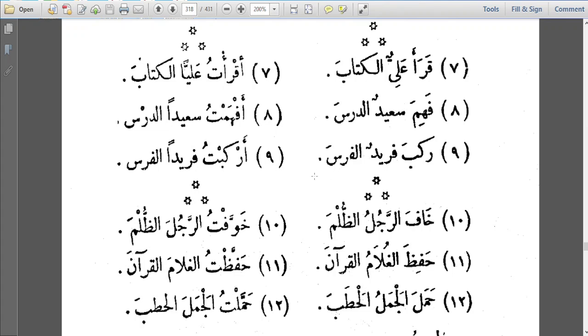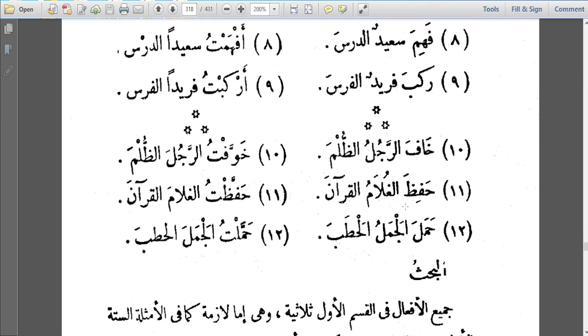Okay. Now we have here rakiba faridun al-farsa. Farid rode the horse. Arkabtu faridan al-farsa. I made Farid to ride the horse. So me, I'm the fa'il. The tu here is the fa'il. This damir is the fa'il. The verb is arkaba. So to make somebody ride. Arkabtu, I made Farid ride the horse. So Farid is the maf'ul bihi awwal, and then al-farasa is the maf'ul bihi thani.